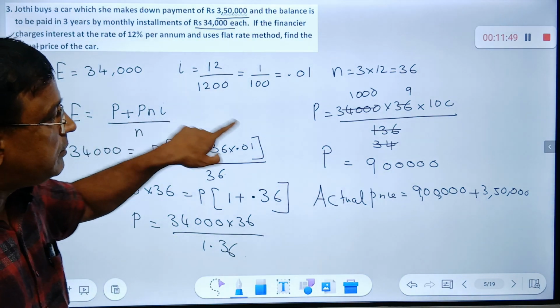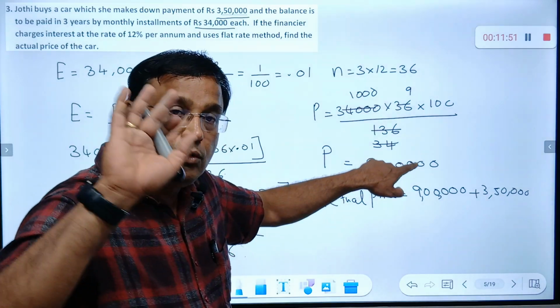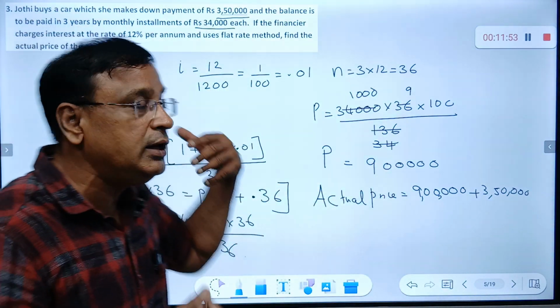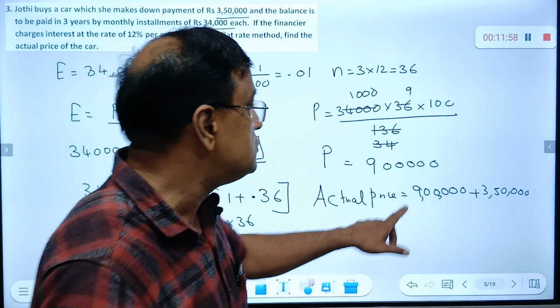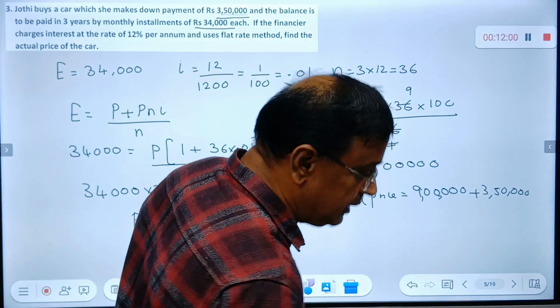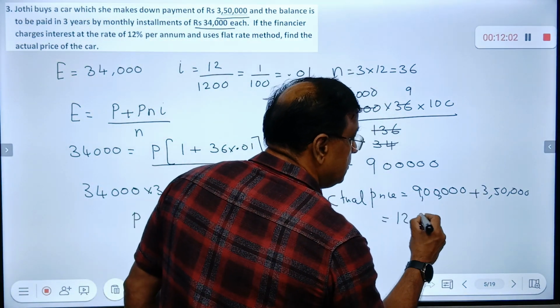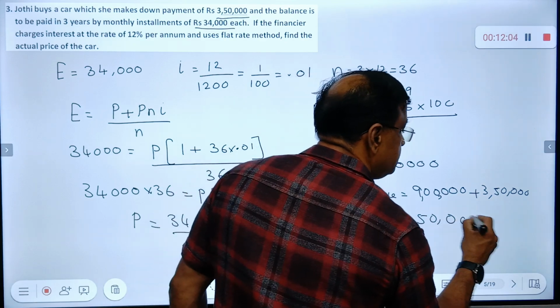So from the P that I have calculated, if you want to know the actual price, because I have not paid only 9 lakhs to buy the car, I also made a cash down payment of 3,50,000. So that should be added. So if you add that, you get the cost of the car will be 12,50,000.